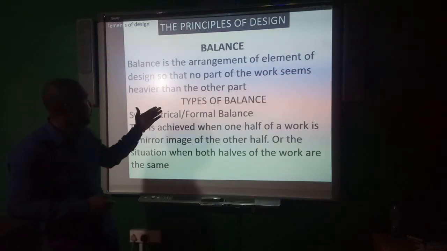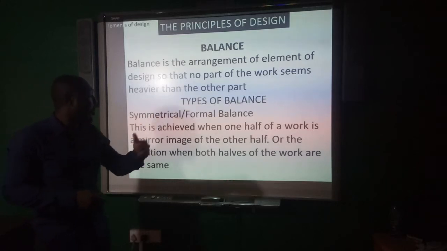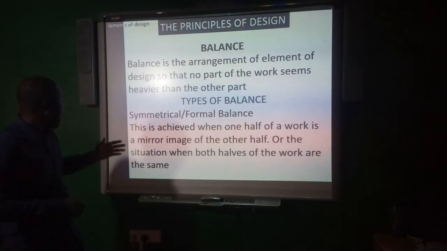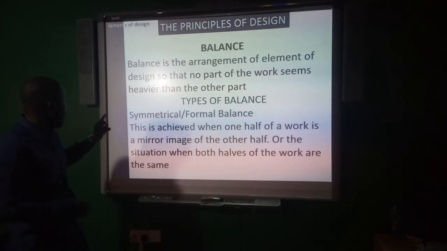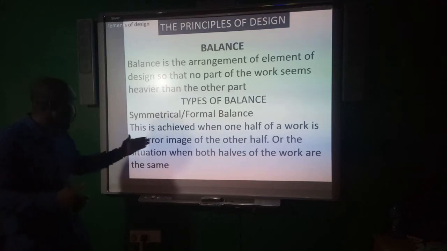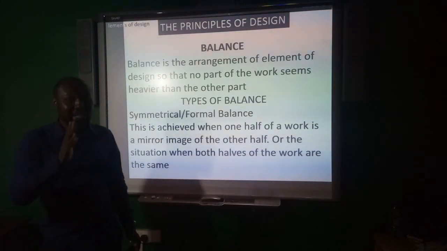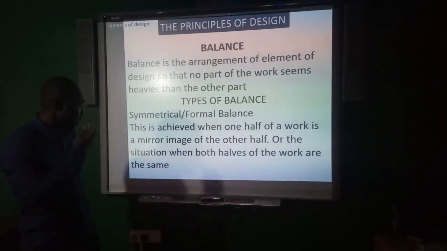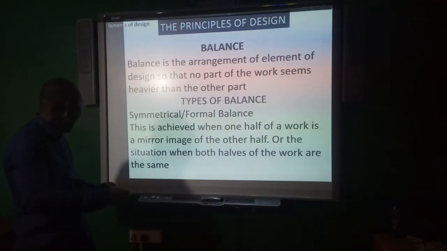And we have types of balance. We have symmetrical or formal balance, and in this type of balance, it is achieved when one half of the work is a mirror image of the other half. I will explain that. Or the situation when both halves of the work are the same.